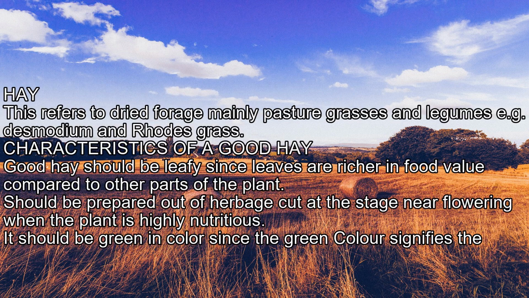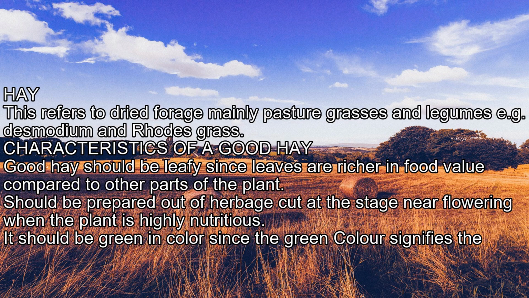Hay. This refers to dry forage, mainly pasture grasses and legumes, e.g. Desmodium and Rhodes grass. Characteristics of a good hay. Good hay should be leafy since leaves are richer in nutritive value compared to other parts of the plant. It should be prepared out of herbage cut at the stage near flowering, when the plant is highly nutritious.